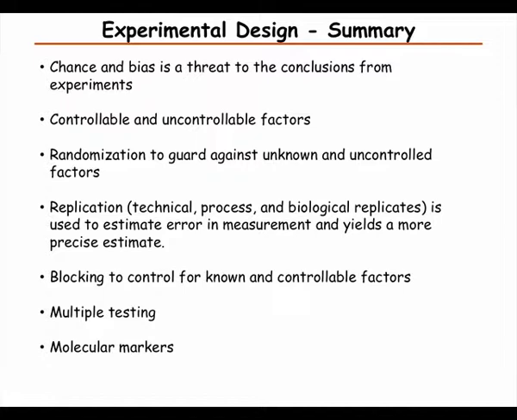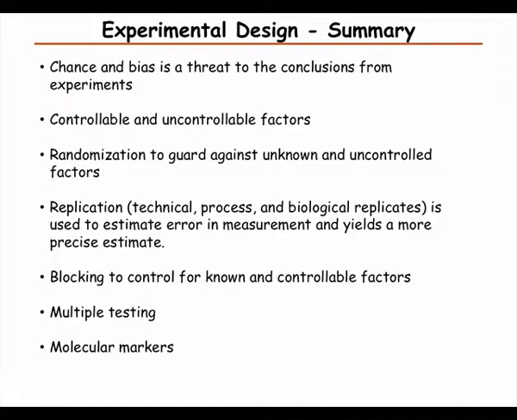So just to summarize this part, the experimental design. As we said, chance and bias is a threat, and it's a very serious threat to the conclusions. And as you saw in the previous slide, with an experimental design like that, there is a serious chance of introducing a lot of bias. We talked a little bit about controllable and uncontrollable factors, and how one can sometimes make uncontrollable factors controllable. But we can also use randomization to guard against the unknown and uncontrollable factors.